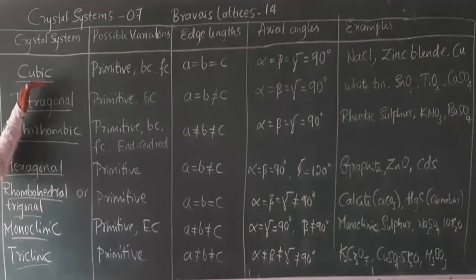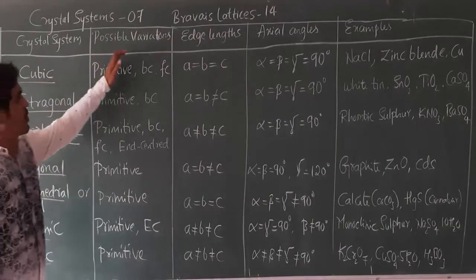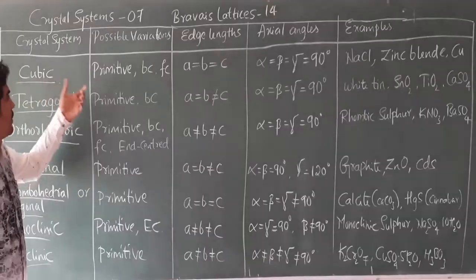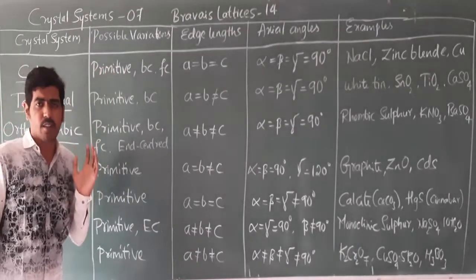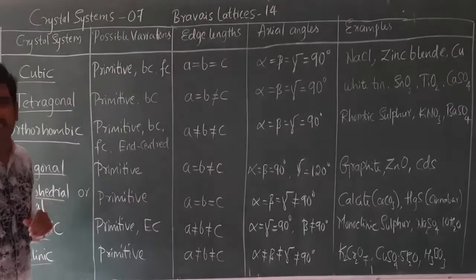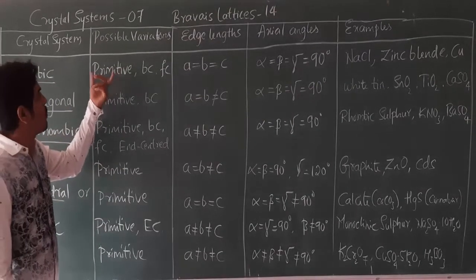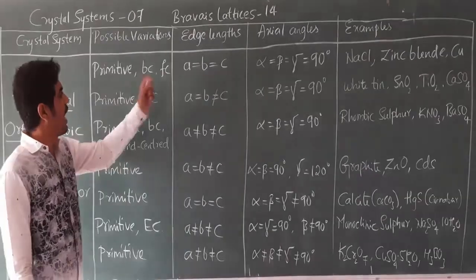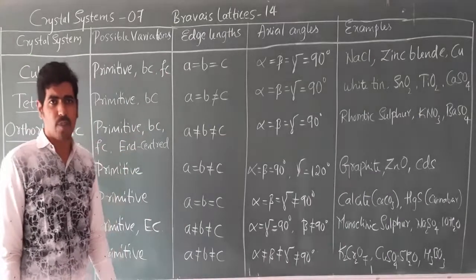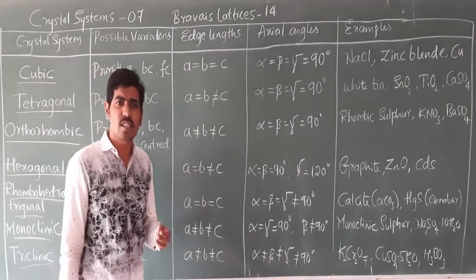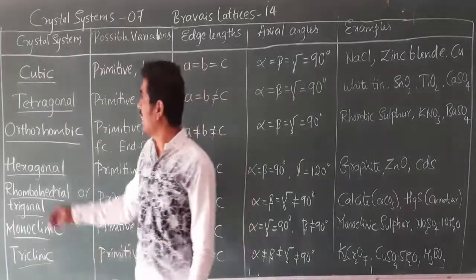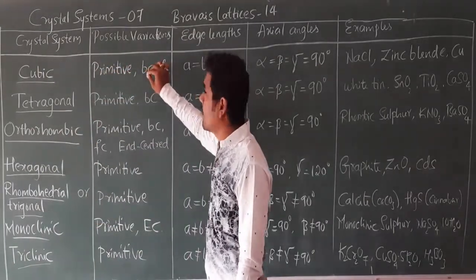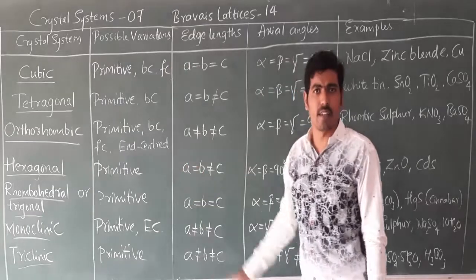The first one is the cubic crystal system. The possible variations seen in this crystal system are the primitive unit cell as well as the body centered unit cell and face centered unit cell. So these are the 3 possible variations that can be observed in the cubic crystal system: primitive, body centered and face centered.